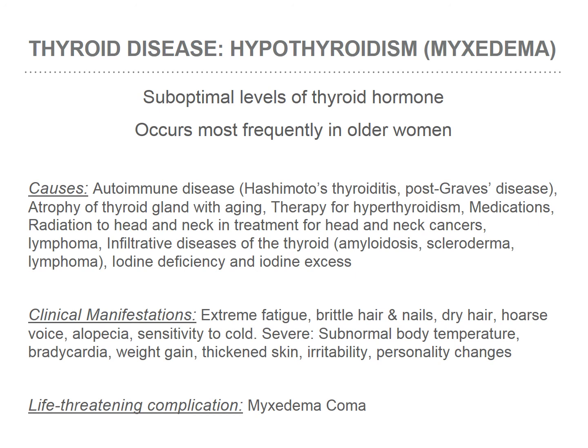Infiltrative diseases of the thyroid, so that's diseases that may cause scar tissue to form on the thyroid gland. That would be the same idea as the radiation. It's damaging the healthy cells in the thyroid, so therefore the thyroid's unable to produce adequate thyroid hormone. And then the bottom line there can be a little bit confusing. So iodine deficiency and iodine excess.